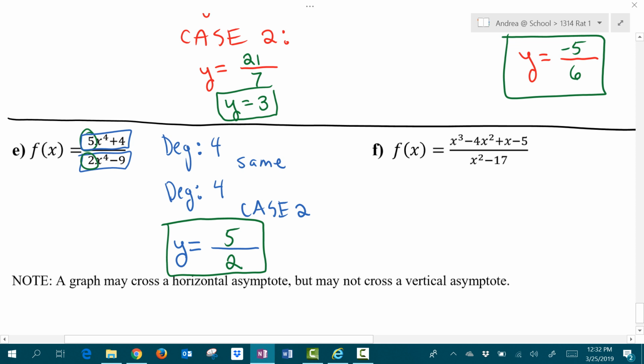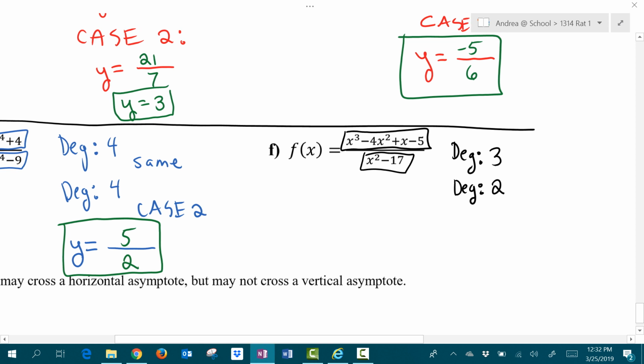For part F, we want to determine what is the horizontal asymptote. To determine the horizontal asymptote, we will find the degree of the numerator and the denominator. Both are still written out as terms. The degree of the numerator is 3. The degree of the denominator is 2. In this example, the degree of the numerator is larger. So this puts us into case 3, where there is no horizontal asymptote.